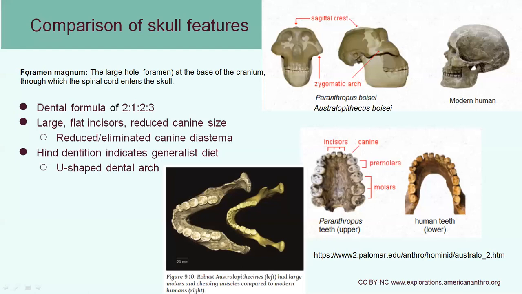Okay, so let's look at some of the skull features. I mentioned before the idea of the foramen magnum. The foramen magnum is that hole at the base of your skull. And the Australopithecus would have a foramen magnum at the bottom of its skull, just like the human, indicating its more upright posture. The dental formula is that of the modern human, 2, 1, 2, 3. However, its molars were significantly larger than modern day humans. So the jaw and the teeth were larger, and especially some of the subspecies.